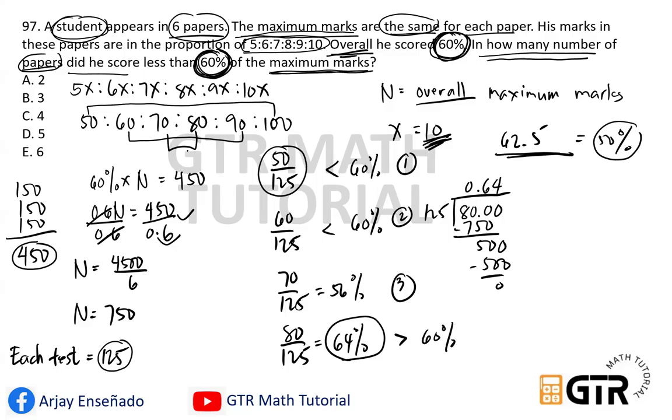So therefore, the scores of 80, 90, and 100 are greater than 60%. And the scores of 50, 60, and 70 are less than 60% of the maximum marks. So therefore, the answer is letter B, 3.